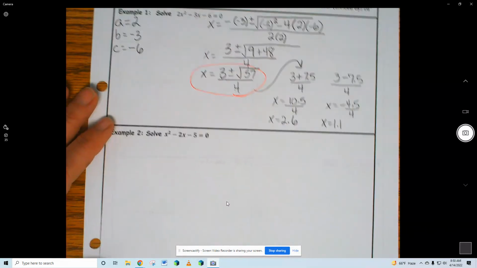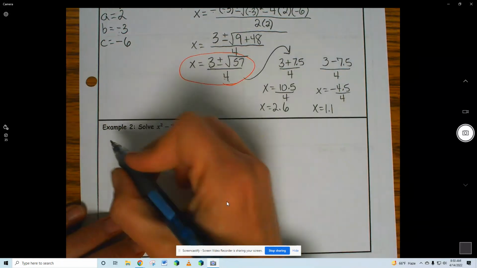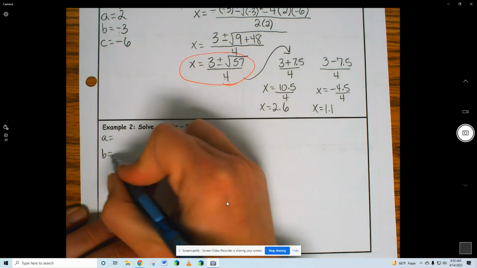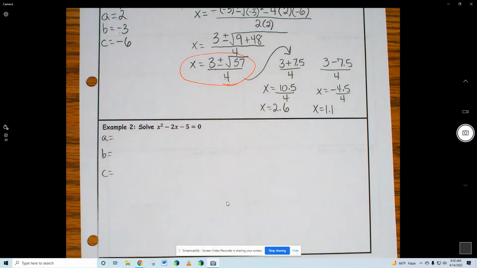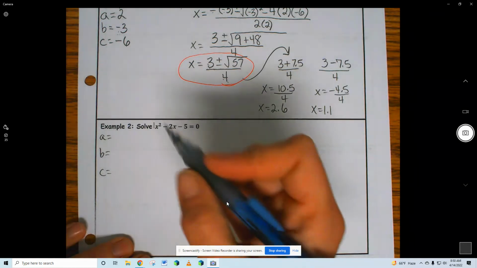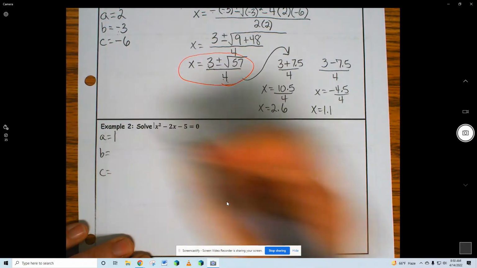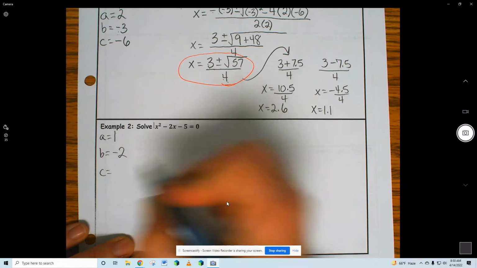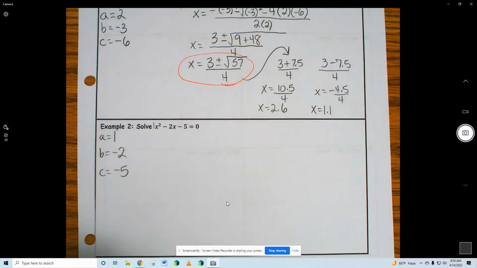Let's do example 2. A equals, B equals, C equals. So always, if there's no number in front of x squared, A would equal 1, B is negative 2, C is negative 5.